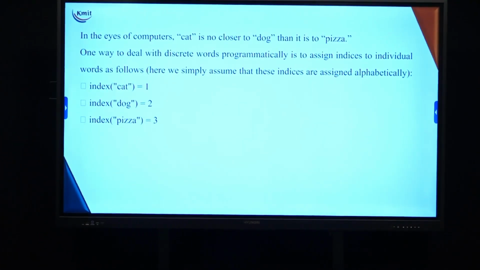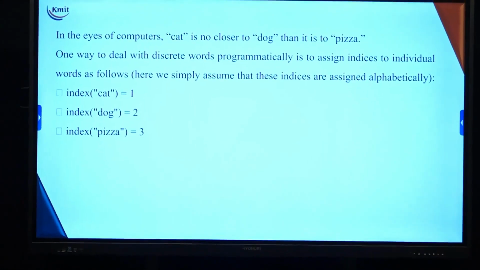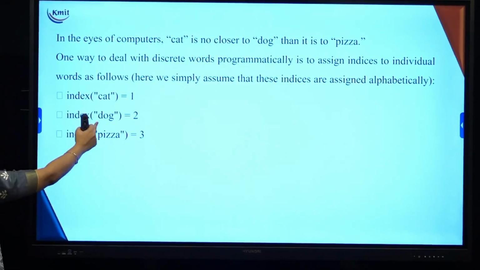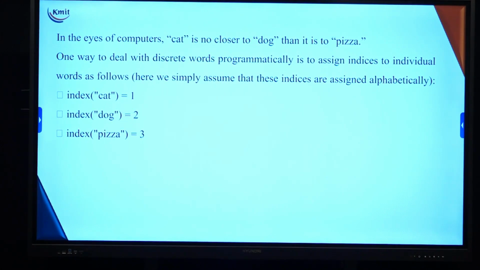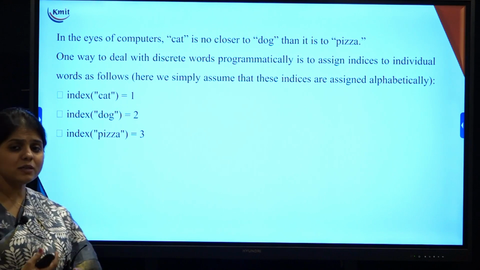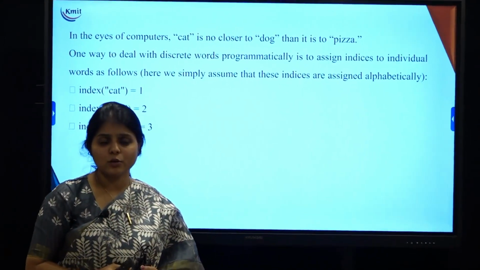Okay, now let us check this example. In the eyes of a computer, suppose I have three words: cat, dog and pizza. When I consider these three words, in the eyes of a computer, cat is no closer to dog than it is to pizza, right? So all three of them are different. So one of the ways to deal with this is to consider these three words as discrete because all three of them are not related to each other. But when I come to the meaning or some semantic relation between them, I consider dogs and cats belong to animals.